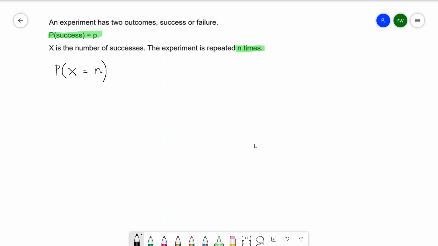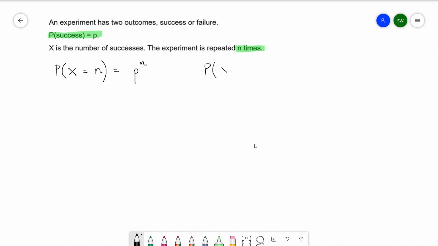So that means that we have n successes, or in other words, every single trial that we do is a success. Well, if you think about the tree diagram, we're going to go down the success branch n times, and we're not going to have any failure branches. So this probability is just going to be the probability of success to the power of n.